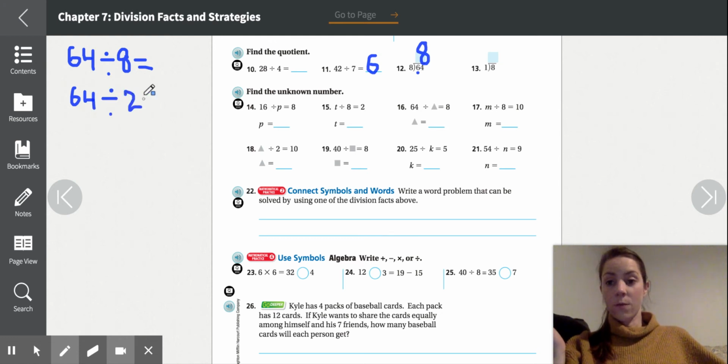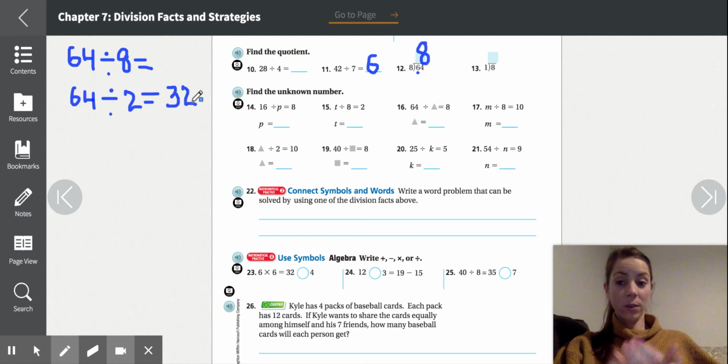What's 64 divided by 2? Take 64 and cut it in half. Take the 6 and cut it in half. Take the 4, cut it in half. 6 cut in half is 3. 4 cut in half is 2. So 32 plus 32 is 64.